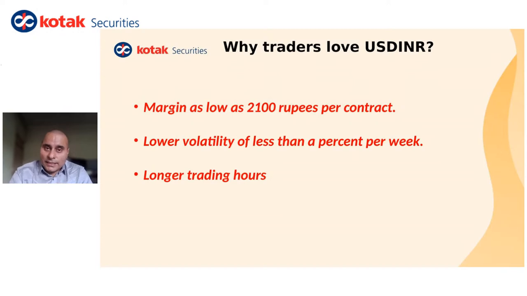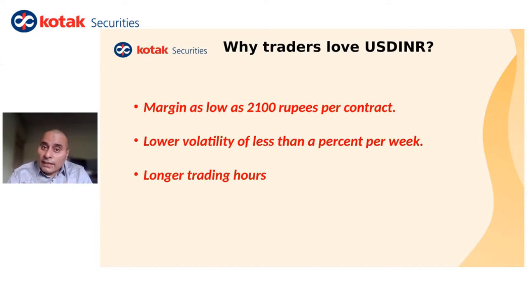Pehle, the first three important points why USDINR market is being loved by the traders. First, iska jo margin requirement hai, it is as low as 2100 rupees per contract. Just imagine, in equities, if you have to start trading, you would need at least a lakh and more of margin to trade one contract. In currency, it is as low as 2100 rupees per contract.